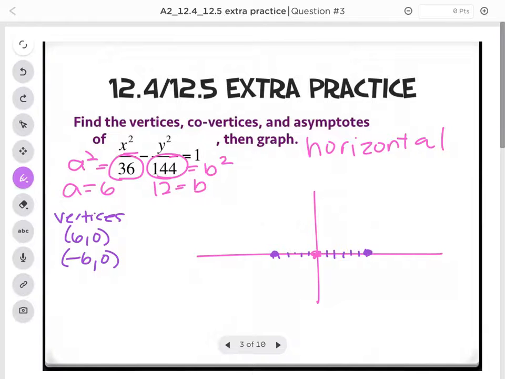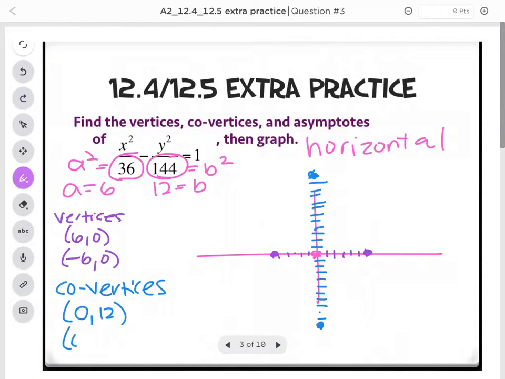And then I count up or down the B if it's a horizontal. So 1, 2, 3, 4, 5, 6, 7, 8, 9, 10, 11, 12. So those are my covertices, which would be 0, 12, and 0, negative 12.